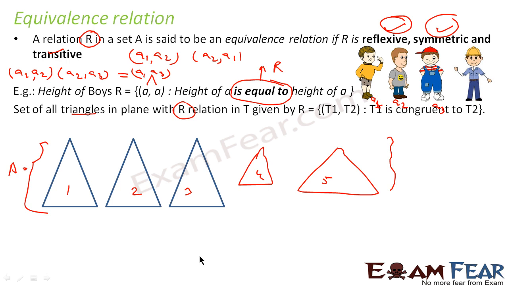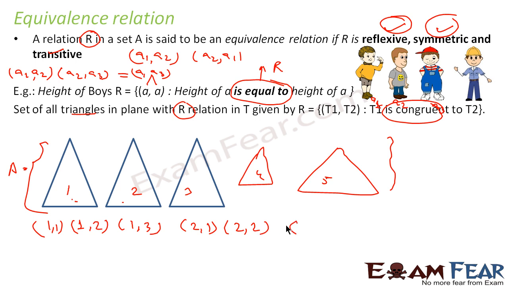Now I'm telling the relation is T1 is congruent to T2. So if you see, 1 is congruent to 2, so (1, 2) is part of relation. 1 is congruent to 3, yes, (1, 3) is part of relation. 1, 4 not congruent, they are different. 1, 5 not congruent, because they are different, I just created them. Similarly 2, 1 congruent, yes. 1, 1 is also congruent. 2, 2 is also congruent. 2 and 3 are also congruent.